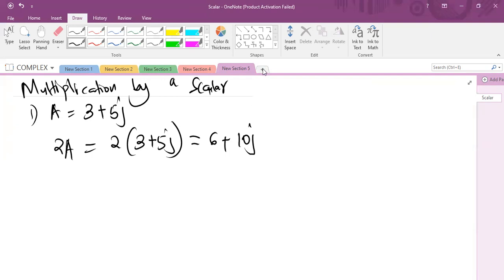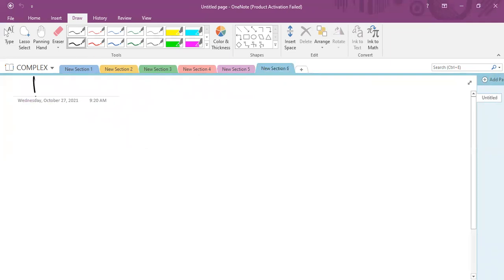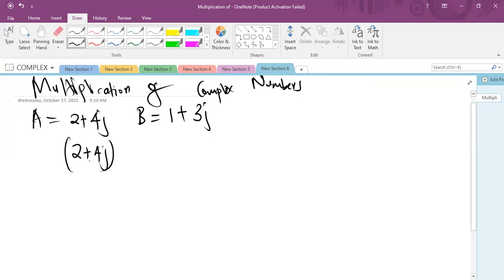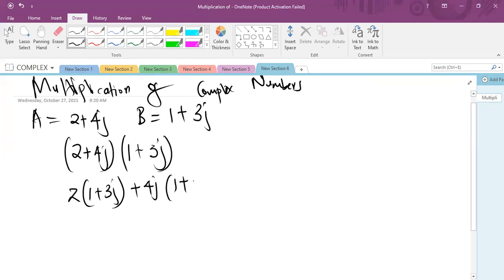What if you're given two complex numbers and you're told to multiply them? So, multiplication of complex numbers. Now, let's say you have your a equal to 2 plus 4j and your b equal to 1 plus 3j. Now, to multiply, we just write 2 plus 4j multiplied with 1 plus 3j. Then we use the normal expansion for this. So you take 2, you multiply with this bracket, 1 plus 3j. And then you take plus 4j, you use it to multiply this other bracket, 1 plus 3j.